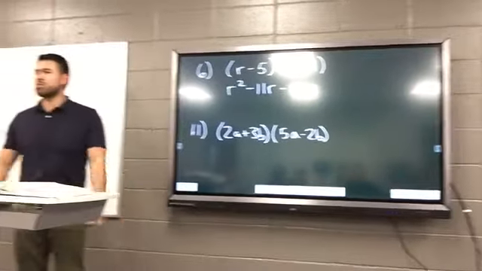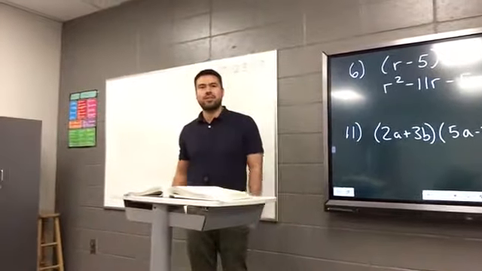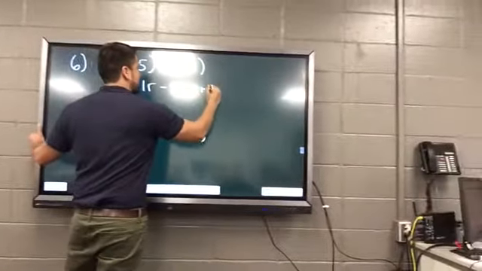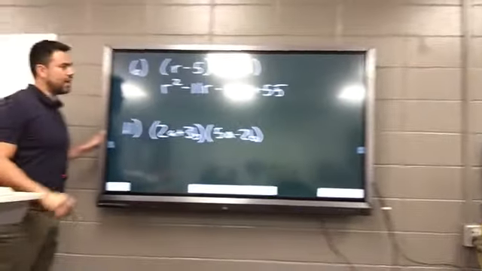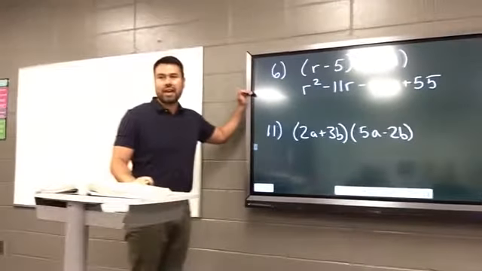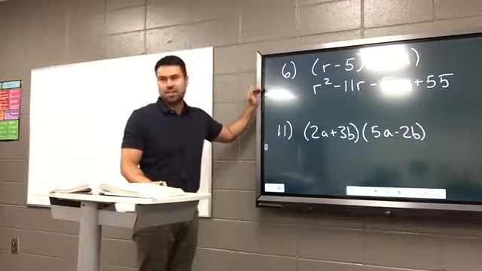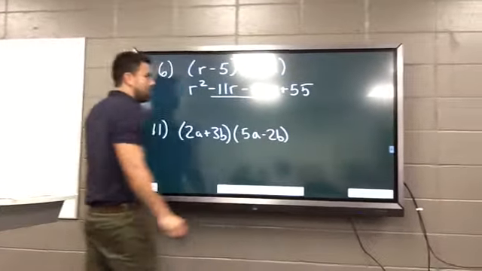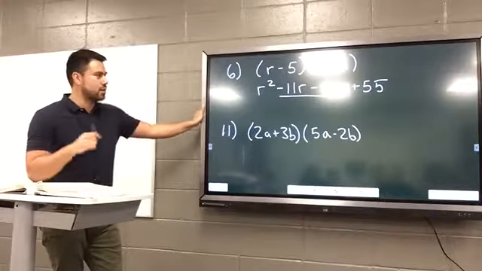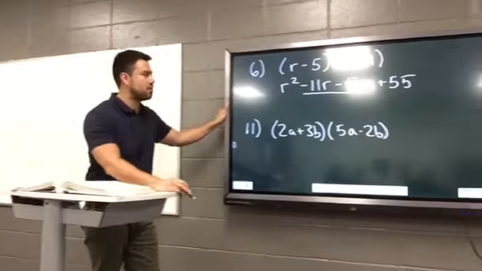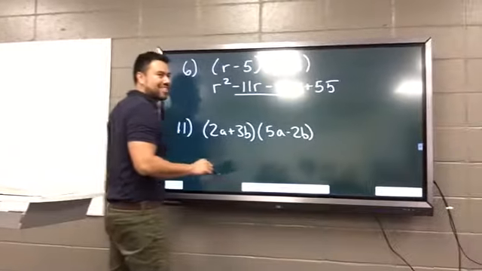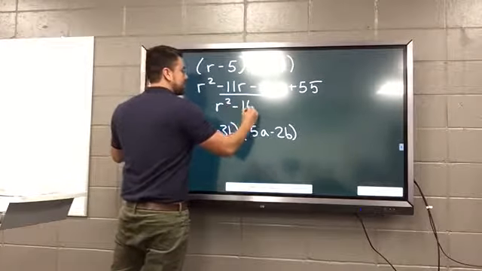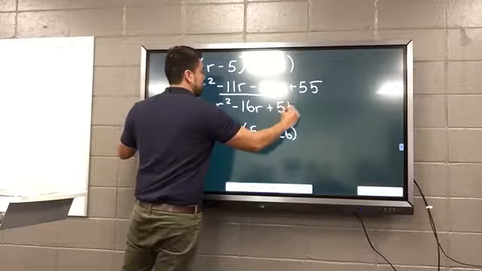And the last terms multiplied together, Eli? Positive 55. Okay, and that is not my answer because what do I have in the middle, James? What's negative 11R plus negative 5R, or negative 11R minus 5R? Taylor? Negative 16R. Good. R squared minus 16R plus 55.